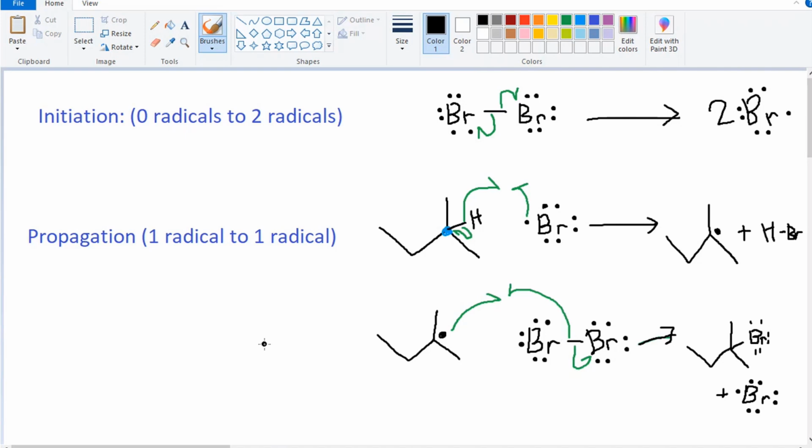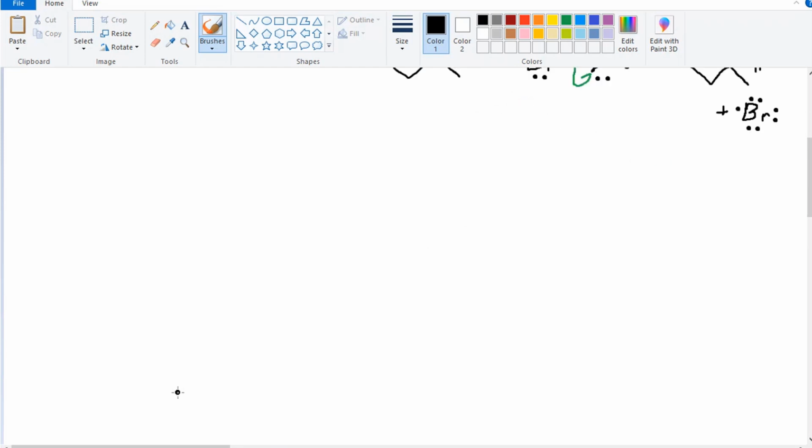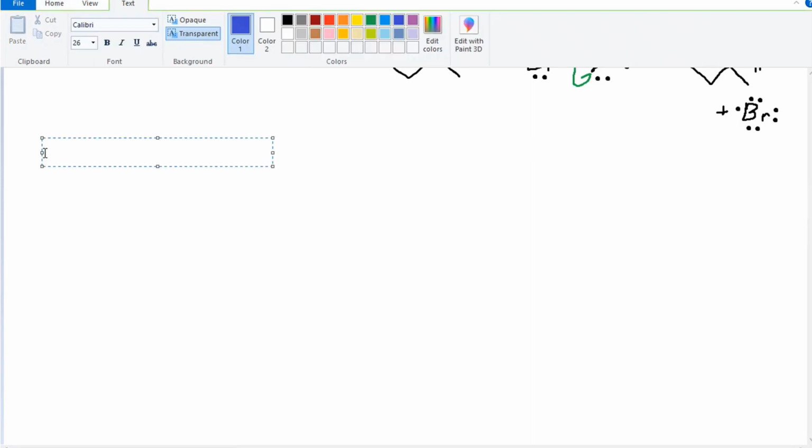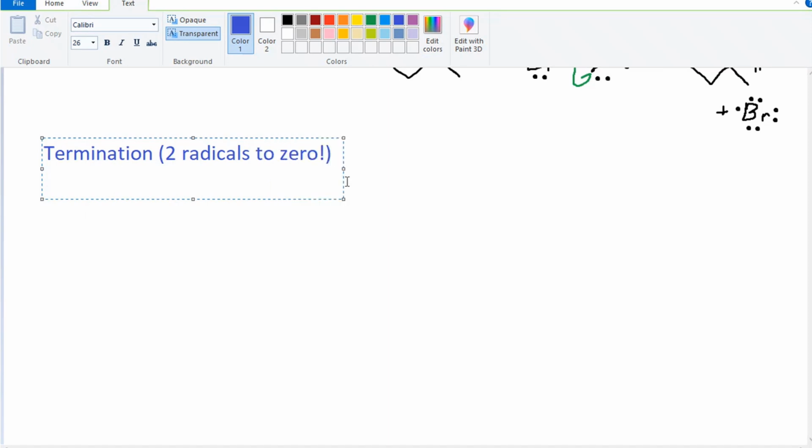So in this case, after you have these two propagation steps, we'll have a series of termination steps. So termination. Yeah, the terminator. Termination steps go from having 2 radicals to 0. I'll actually spell it. 0. With an exclamation point. Just for fun. Okay, so 2 radicals to 0.